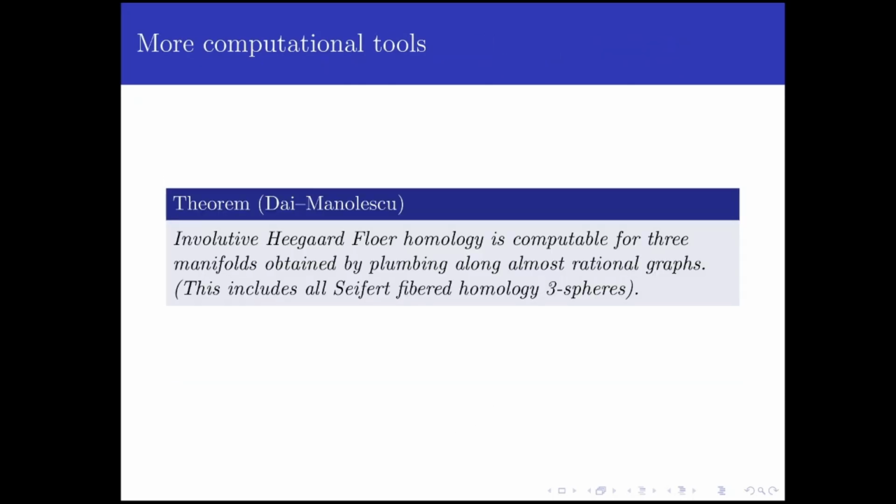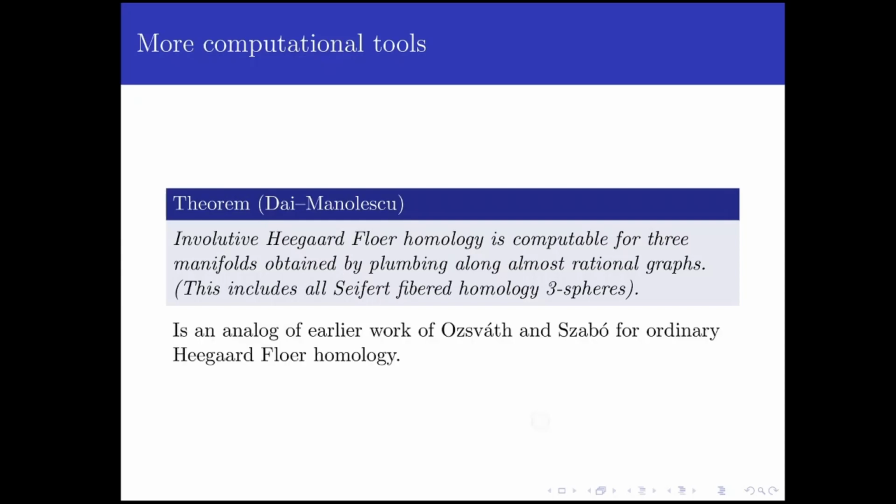Okay, and so some more computational tools. There's a paper by Dai and Manolescu, which computes the involutive Heegaard Floer homology for 3-manifolds obtained by plumbing along almost rational graphs. This includes all Seifert fibered homology 3-spheres. You can view this as an analog of earlier work of Ozsváth and Szabó for ordinary Heegaard Floer homology. So Dai and Manolescu proved an involutive version of a theorem that was known in the setting of just ordinary Heegaard Floer homology.